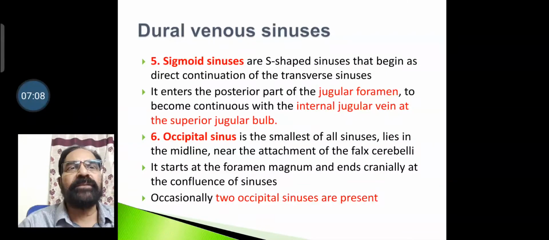It is the smallest of all sinuses and lies in the midline near attachment of falx cerebelli. It starts at the foramen magnum and ends cranially at the confluence of sinuses. Occasionally, two occipital sinuses are present.